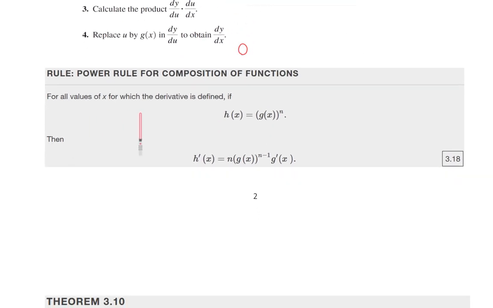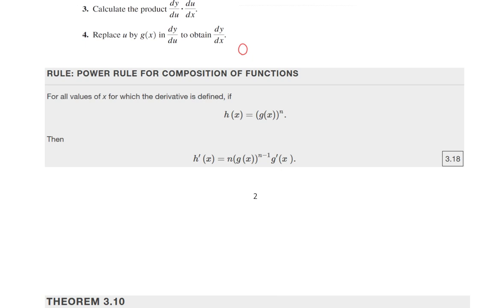If you are asked to do the derivative with the power rule, h of x is equal to g of x to the n, then this is really straightforward. Like we expect with the power rule, the n is going to come down out front, my function g is going to be raised to one power less, and then I have to remember to do the derivative of the inner function.